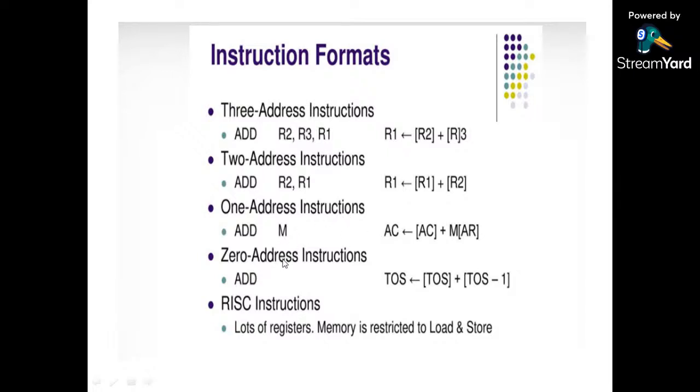And there is something called zero address instructions. As you can see here, we have not specified the address of any variables, we have just given a single command: add. It is clear from the instruction that we need to perform an addition operation, but for that we need two values. Where are those two values? It is not specified in the instruction. So how are we going to fetch these two values? These two values will be fetched from the stack.